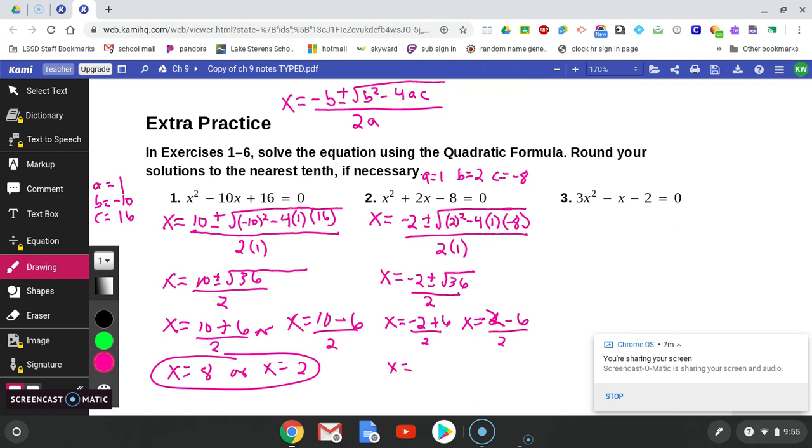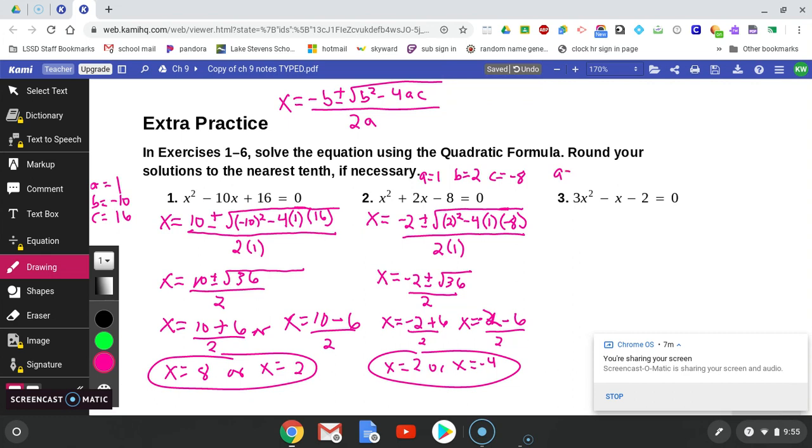So I get x is equal to negative 2 plus 6 is 4. 4 divided by 2 is 2. Or I get x is equal to negative 2 minus 6 is negative 8. Negative 8 divided by 2 is negative 4. 2 possibilities. All right, go ahead and try the next one, and then pause the video, come back, and check and see how you did after you finished it.